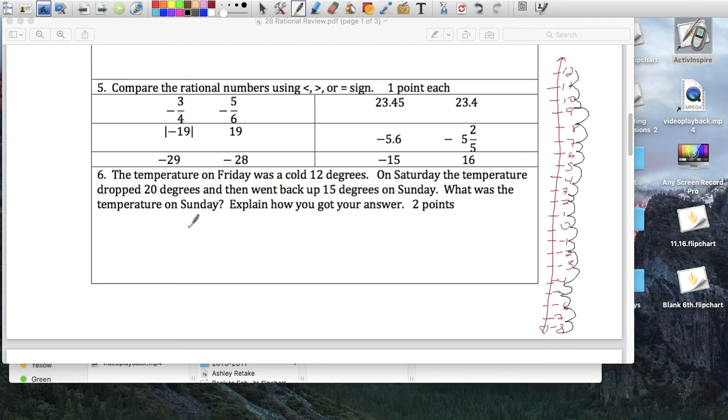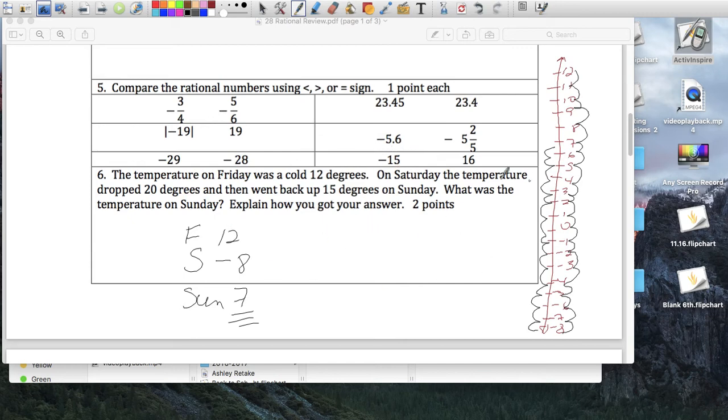So on Friday, it was 12. On Saturday, it drops, it became really cold. It became negative 8. And then on Sunday, it goes back up 15. So from negative 8, you have to go back up 15 degrees. So 1, 2, 3, 4, 5, 6, 7, 8, 9, 10, 11, 12, 13, 14, 15. And it goes back to 7 degrees. A nice warm 7 degrees.